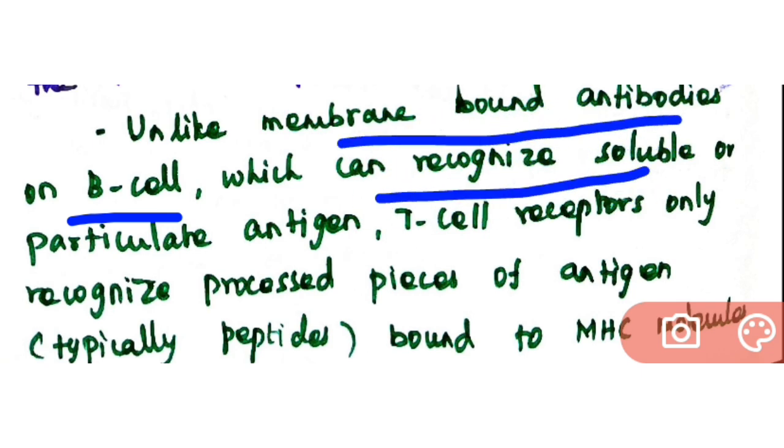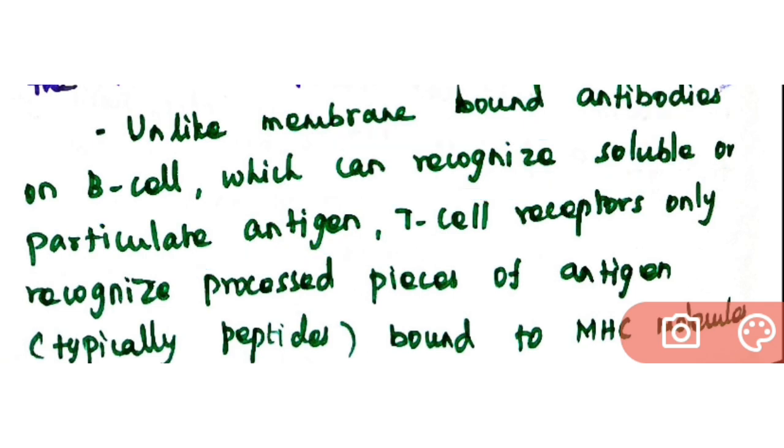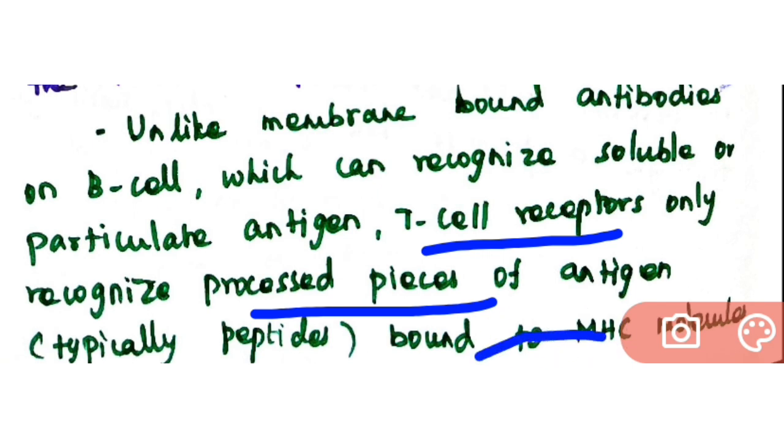As we already saw, the B cell has membrane bound antibodies on its surface, which can recognize soluble or particulate antigen, but T cell receptors can't recognize soluble or particulate antigen. They can recognize only processed pieces of antigen, and that antigen should be bound to an MHC molecule. Only antigen plus MHC molecule can be recognized by T cell receptors.